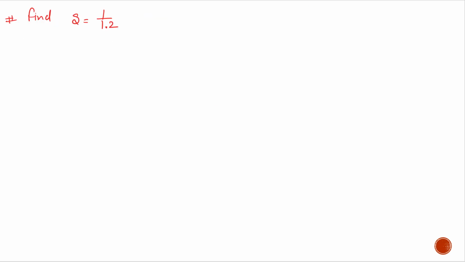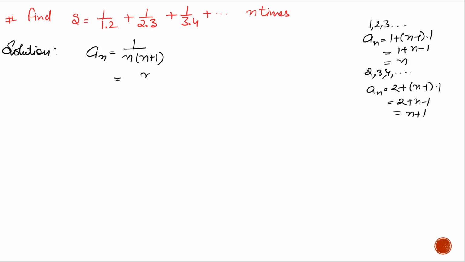Last example. Find the sum 1 divided by 1 into 2 plus 1 divided by 2 into 3 plus 1 divided by 3 into 4 and so on till n terms. Here we can say that the nth term is 1 divided by n into n plus 1. Or we can write it this way, in the numerator plus n minus n. And when we divide into two parts, we will get the nth term as 1 upon n minus 1 upon n plus 1.